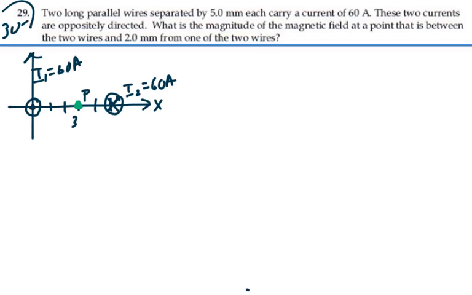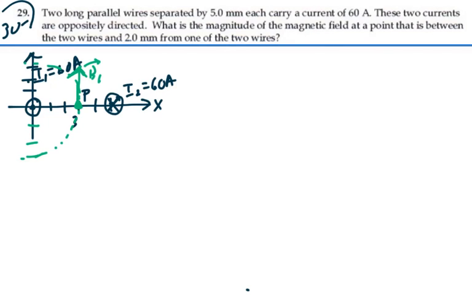Now if we use the right hand rule for the magnetic field going around I1, we would end up with a magnetic field going circularly around here counterclockwise, and in particular tangent at point P, that magnetic field would be going in the positive y direction. Let's call that B1, going up like this.